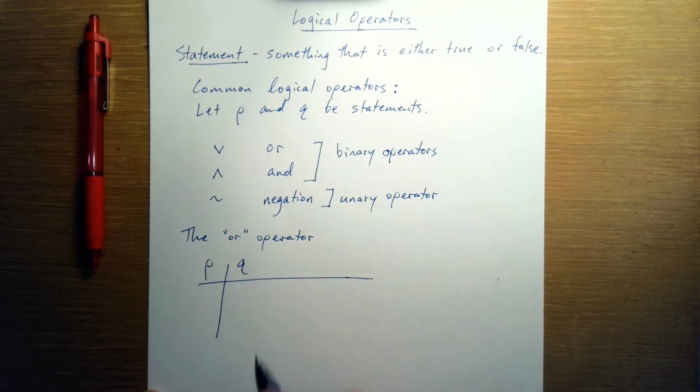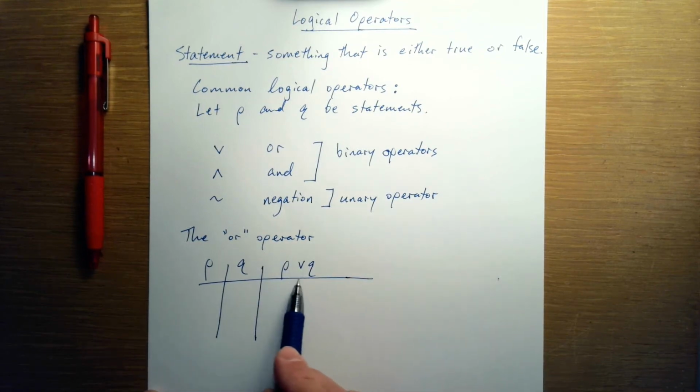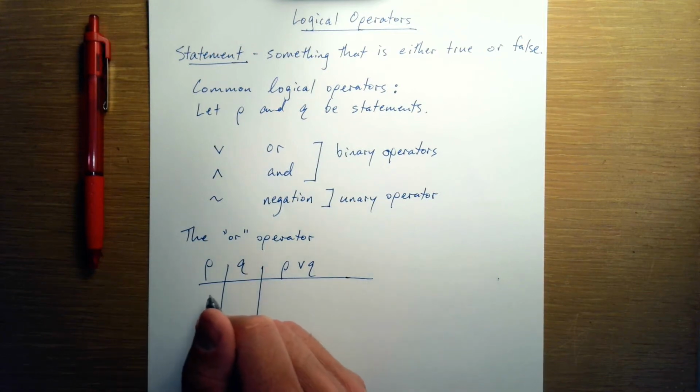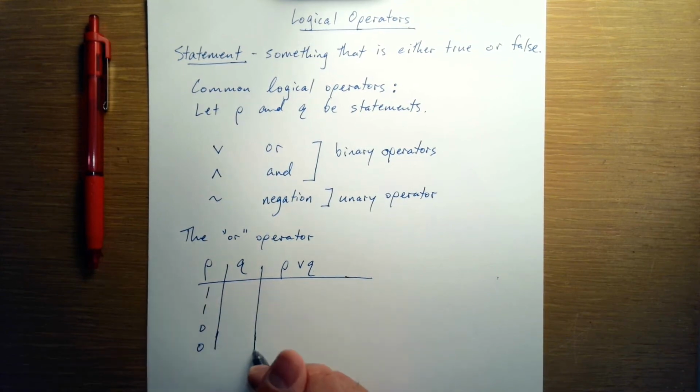And so in this case, if I want a table for the OR operator, P or Q, I want to be able to tell in every possible scenario for which P and Q are either true or false or some combination, if P or Q is true or false in those situations. Since we have two statements that are inputs, we have these four possibilities. And I'll use 0 for false and 1 for true.